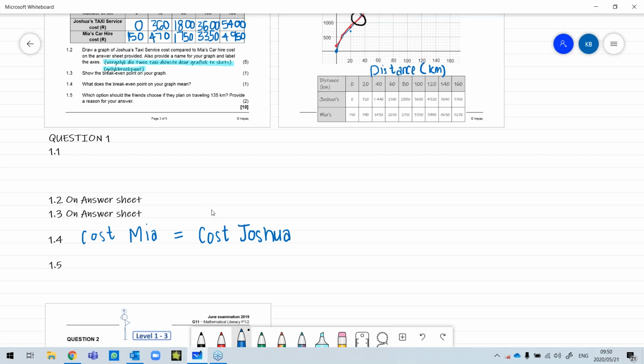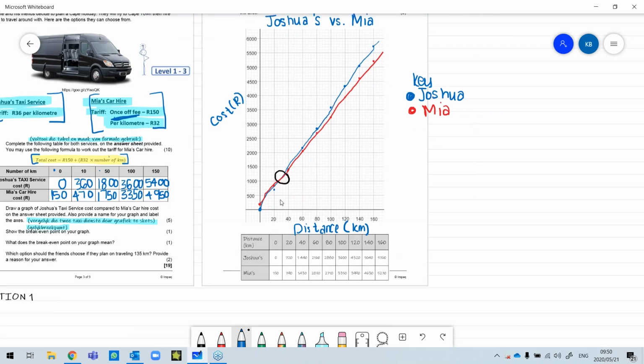For question 5, which option should the French choose if they plan on traveling 135 kilometers? Provide a reason for your answer. So at this stage, you can actually go back to your graph and have a look. If you travel an extremely short distance, say between 20 to 40 kilometers, then it is cheaper using Joshua's taxi service. If you travel a far distance, then it is actually cheaper to use Mia's car hire. So the question states, if you plan to travel 135 kilometers, so 135 is going to be more or less between these two. Now, between Joshua and Mia's services, Mia's service will be cheaper.